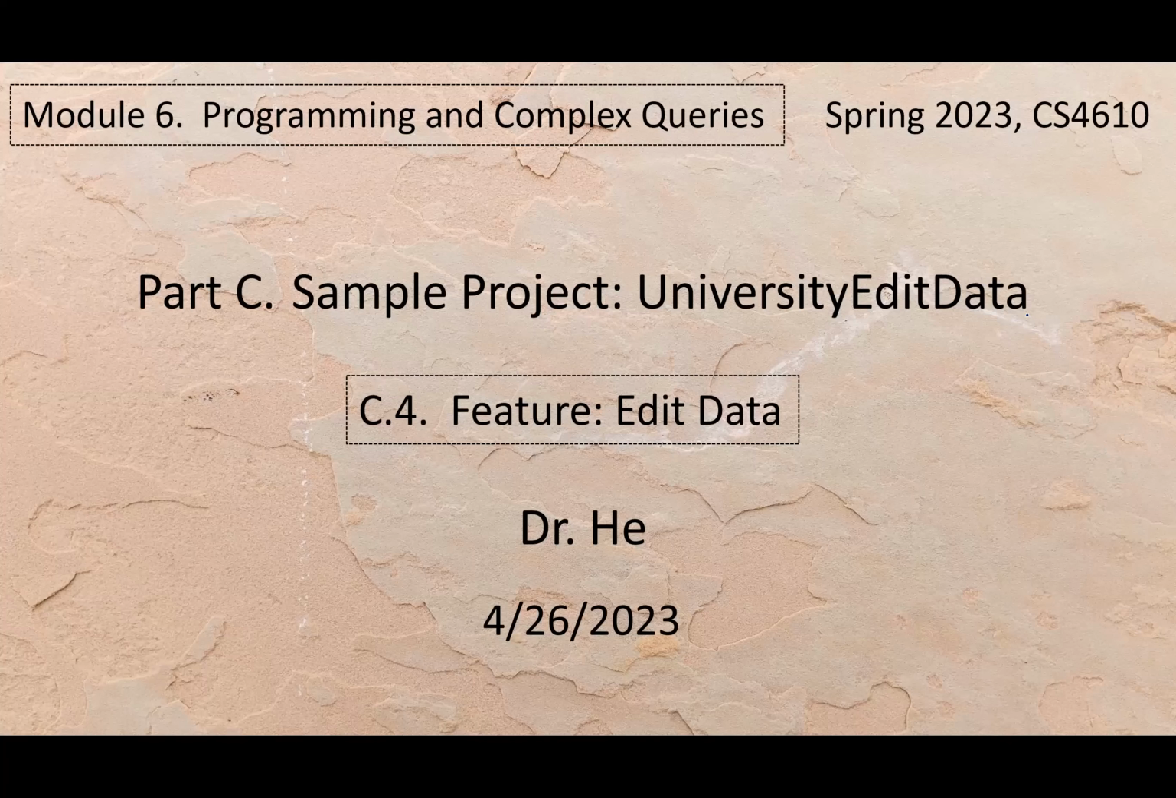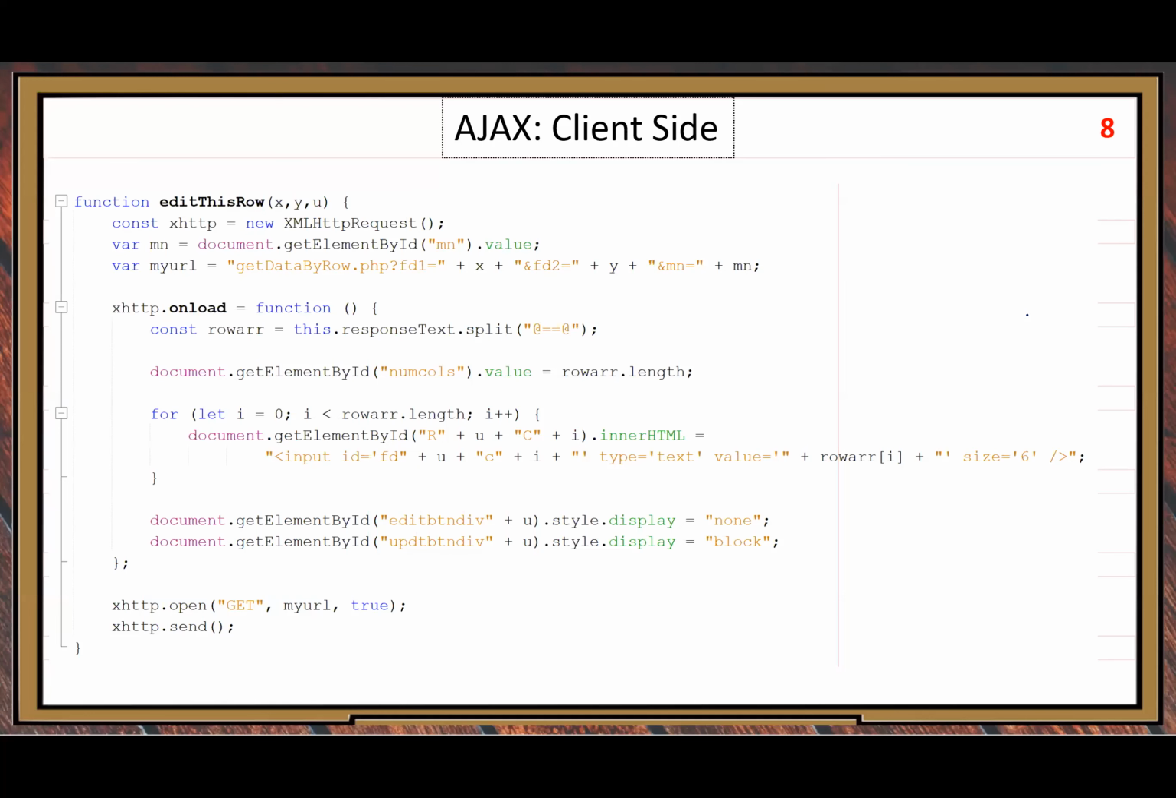Next, the feature edit part. That's the old feature from part C, but I didn't talk about it last time. So here, let me explain a little bit, because that's mainly the AJAX part. Edit data, update, that's the AJAX part. We need to understand this part better so we can write the jQuery conversion.